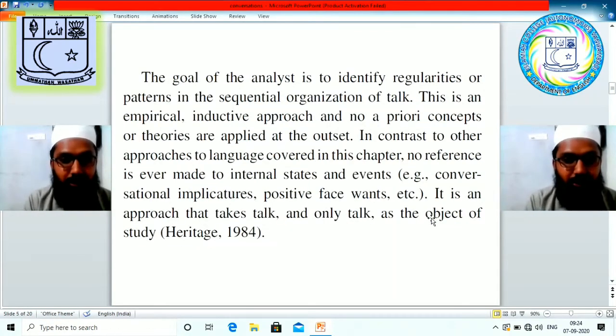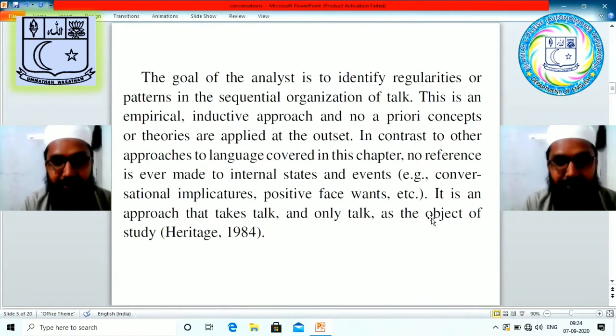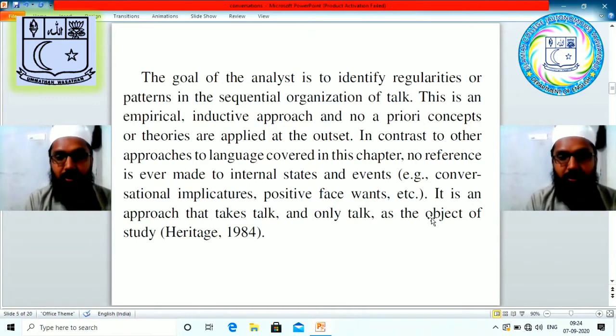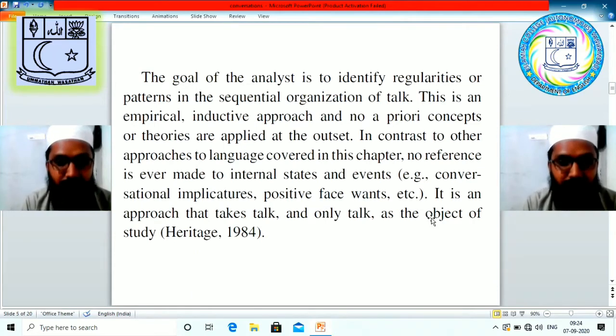The goal of the analyst is to identify regularities or patterns in the sequential organization of talk. This is an empirical, inductive approach, and no a priori concepts or theories are applied at the outset. In contrast to other approaches to language covered in this chapter, no reference is ever made to internal states and events, for example conversational implicatures, positive face wants, etc. It is an approach that takes talk, and only talk, as the object of study.